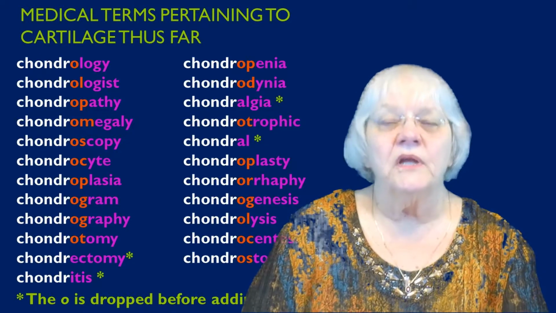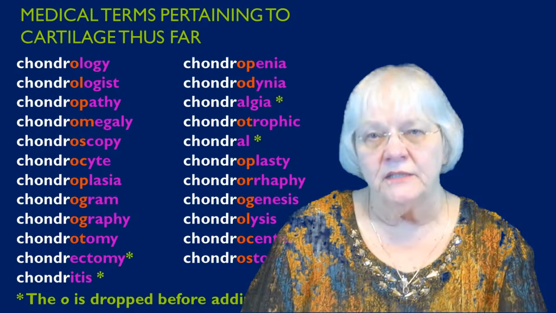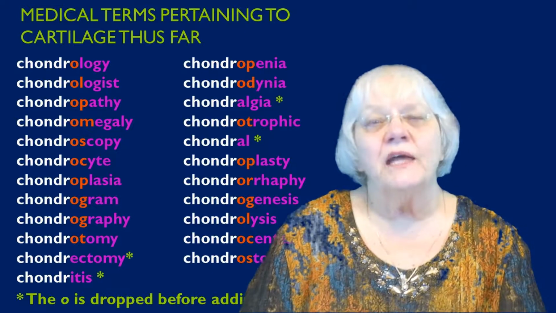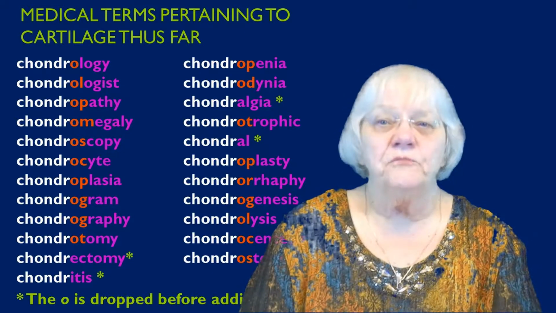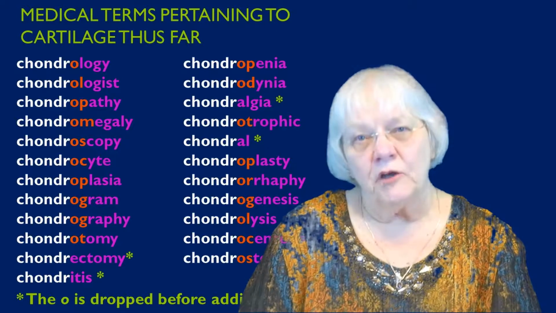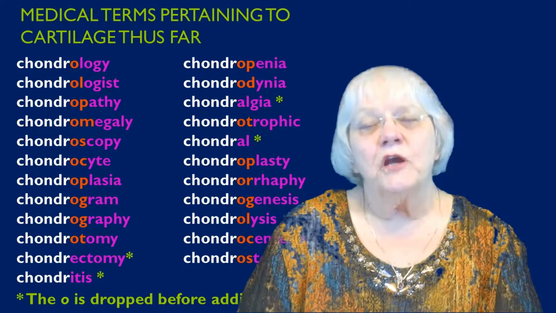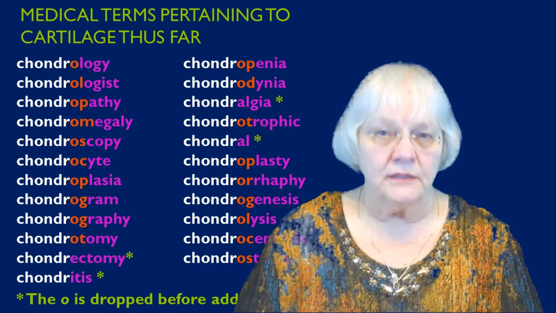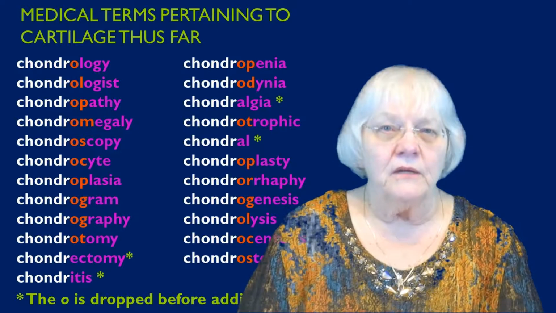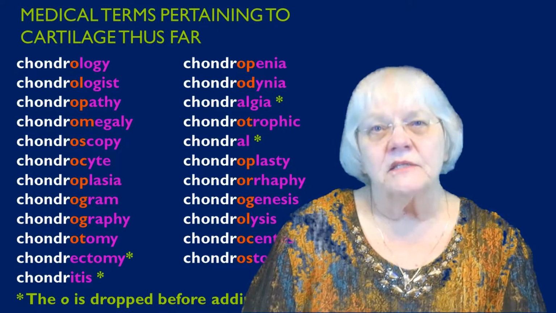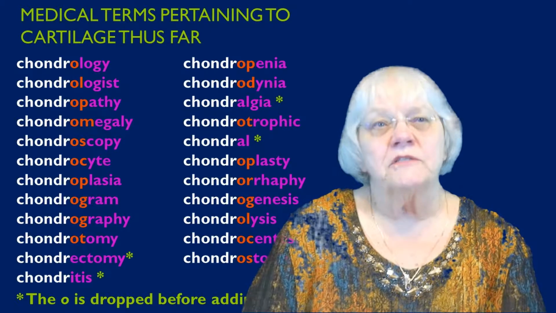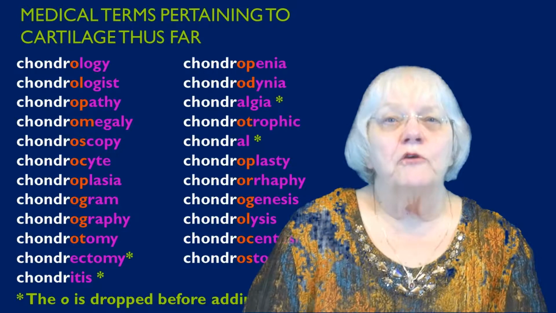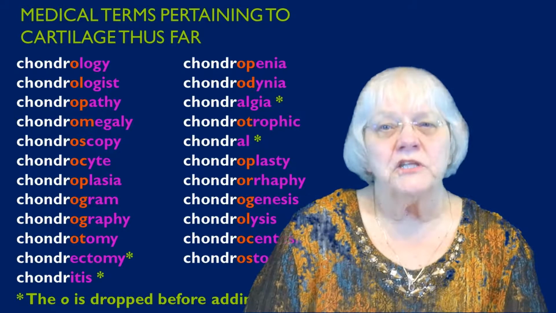Look at the next one. Chondroscopy would be to place an instrument into cartilage and to inspect it. Chondrocyte would be a cartilage cell. The next one, chondroplasia, would be cartilage growth. There's a term called achondroplasia, which means without cartilage growth. That's the literal meaning. The actual meaning, there's a type of dwarfism that is called achondroplasia, in which there's a deficiency of cartilage growth. We have chondrogram, which would be an image of cartilage.